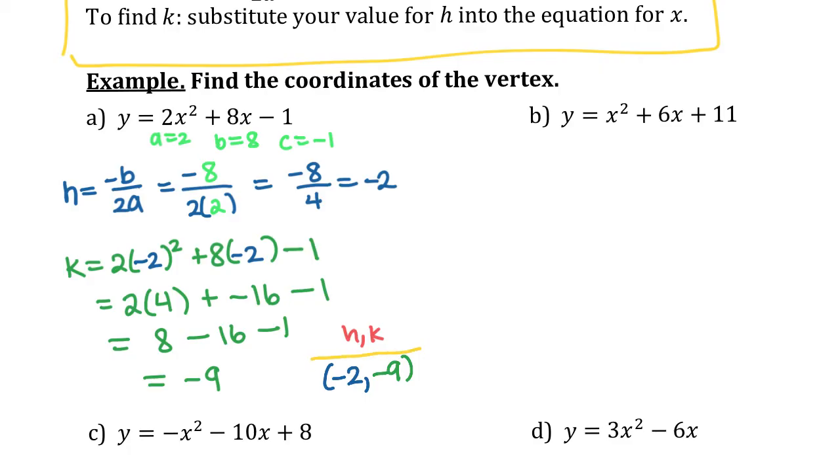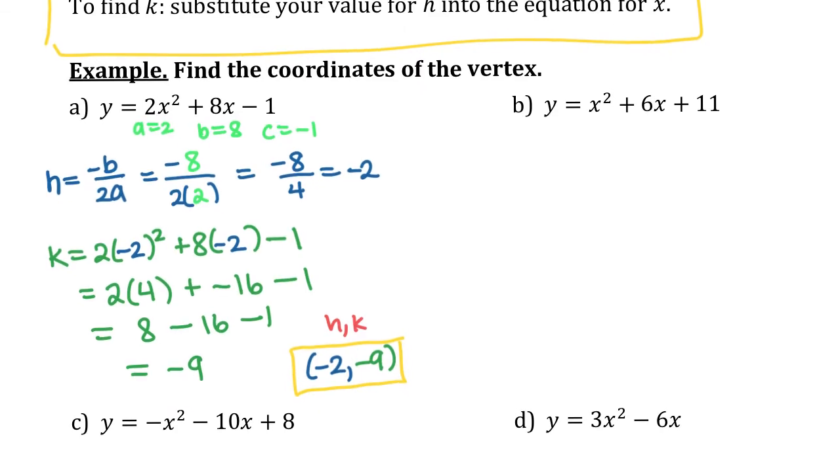We're not going to graph it today. We're just going to practice finding the vertex. But that's the whole process. Okay, so let's go ahead and look at B and try to do the same thing.